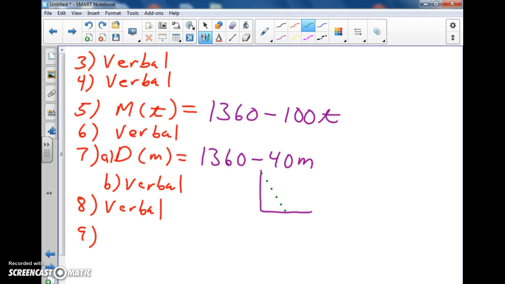All right, now number 9. What is the rate of change for d sub m, including the units? So what is it? What's the rate of change? Negative 40, dollars per meal. Perfect. That's exactly how you answer that.